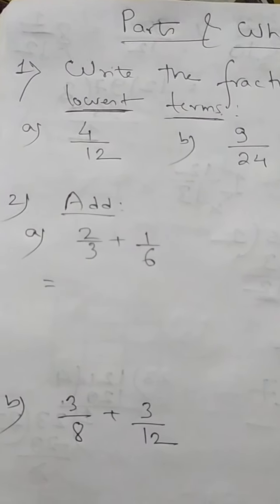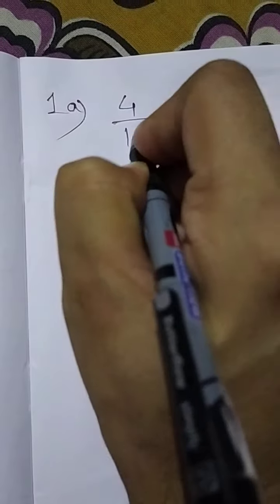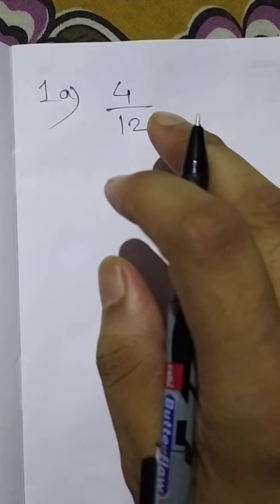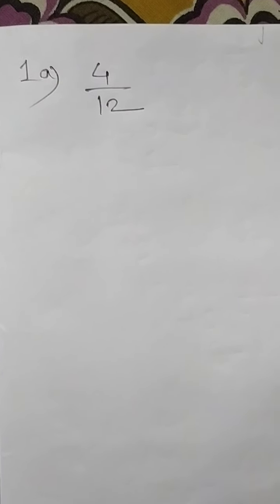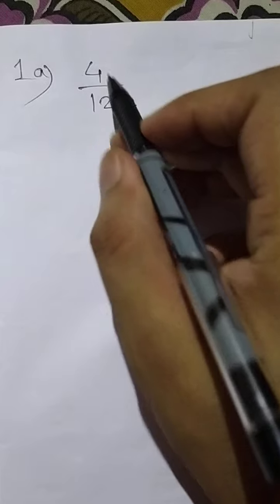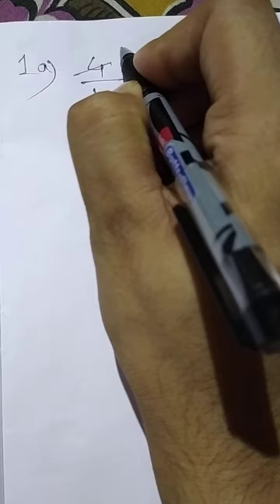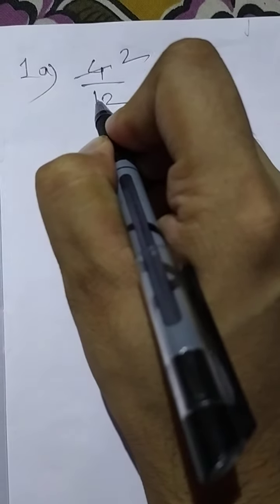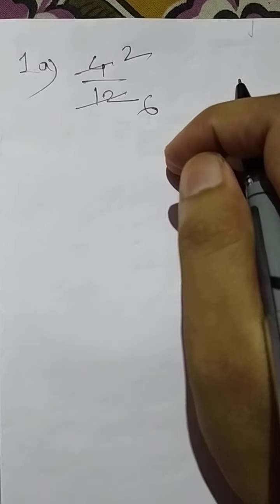So first one is 4 by 12. I am doing it on the next page, okay? So number 1A, it's 4 by 12. You have to do it in the lowest terms. Lowest terms means you have to cancel the numbers. Cancellation. Now 4 and 12, you have to cancel with the same number. So see, 4 and 12, you can cancel with 2. So 2 2s are 4. And if you cancel 12 with 2, we'll get 6. 2 6s are 12.